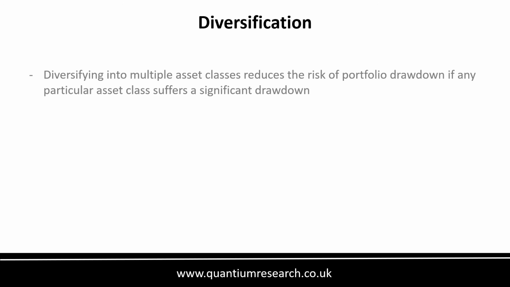One of the most important uses of asset classes is as a means of diversifying a portfolio. Diversifying into multiple asset classes reduces the risk of portfolio drawdown if any particular asset class suffers a significant drawdown. So, for example, a portfolio which only owns stocks will have a large drawdown if the stock market crashes, whereas if one has a diversified portfolio which holds other assets like some commodities or bonds alongside different things, it may fare much better during a stock market crash.